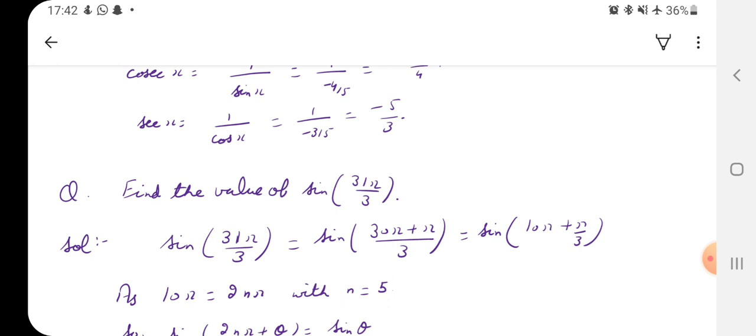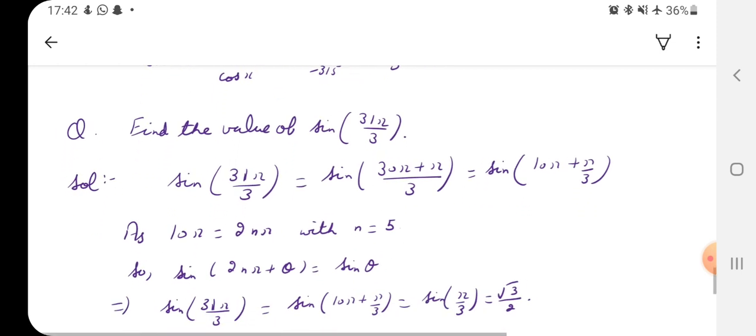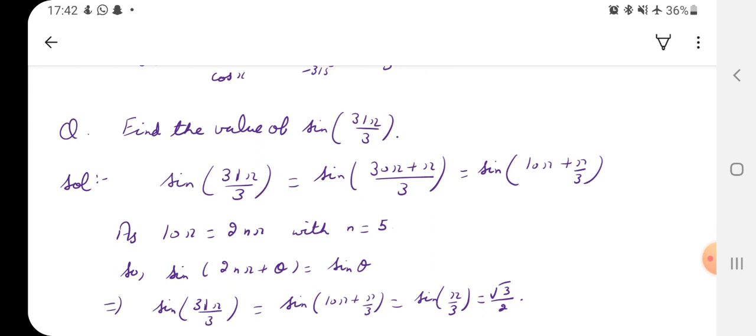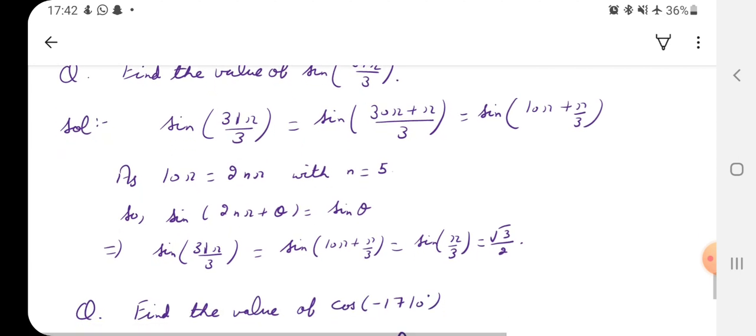Now 10 pi, as we can see, is a multiple of 2 pi. So it will be what? Sine of 2n pi plus theta will be equal to sine theta. So sine of 10 pi plus pi by 3 will be equal to sine of pi by 3. Sine pi by 3 is what? Root 3 by 2. So this is your final answer, the final value for sine of 31 pi by 3.